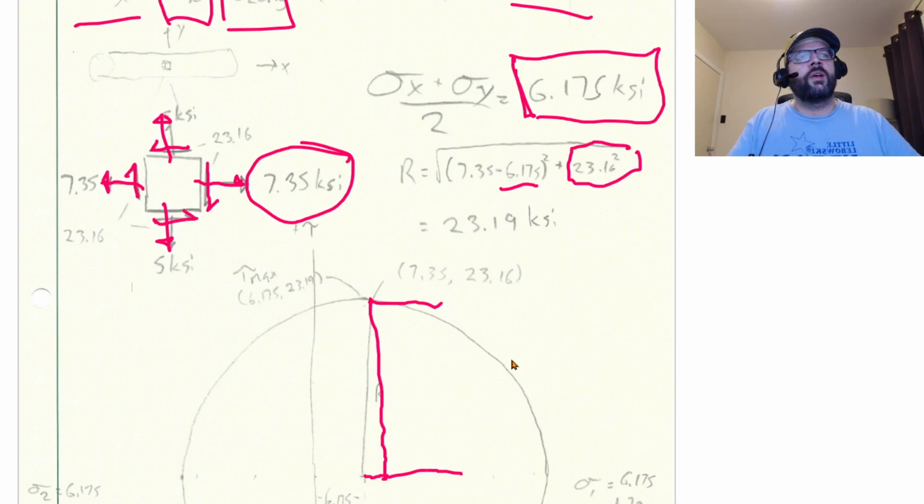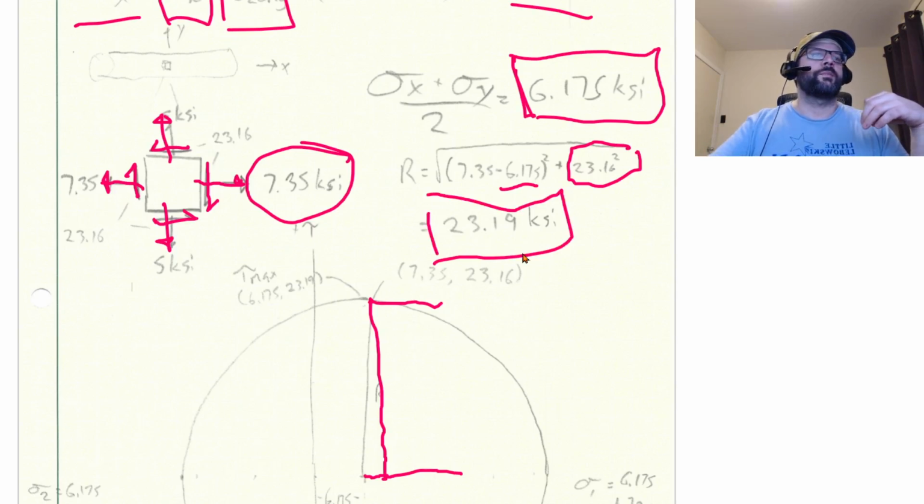So take the square root of 7.35 minus 6.175 squared plus 23.16 squared, which gives us a 23.19 KSI radius.